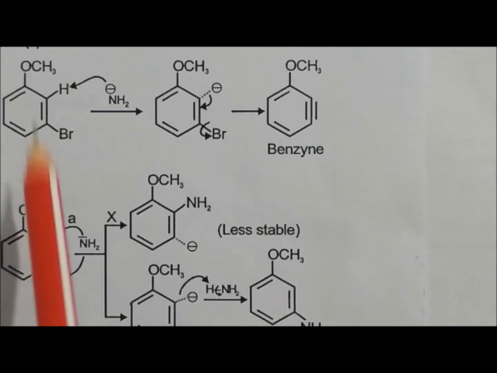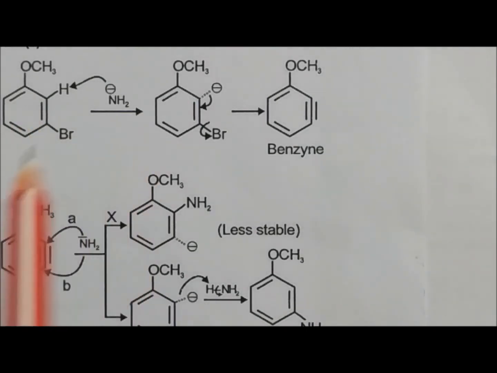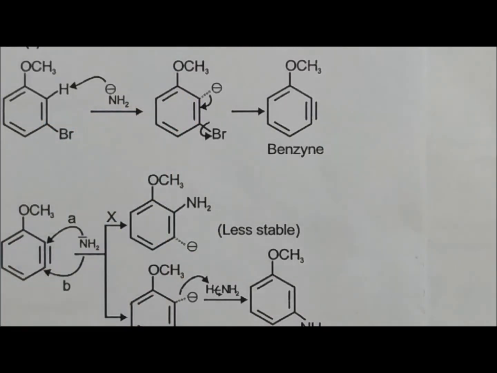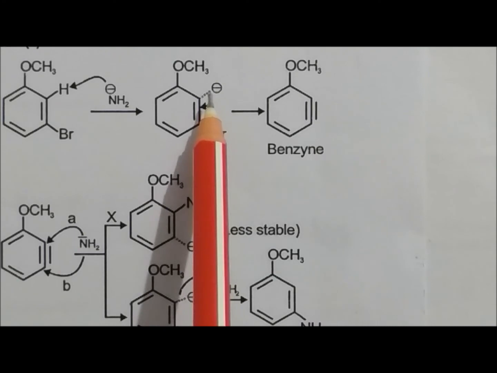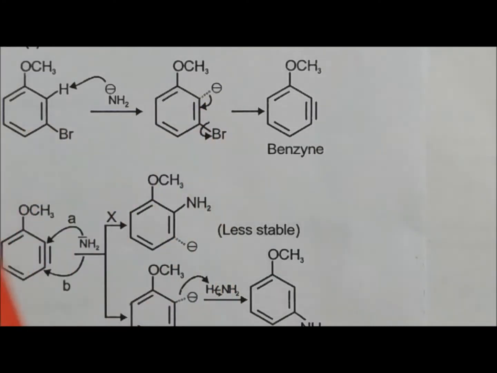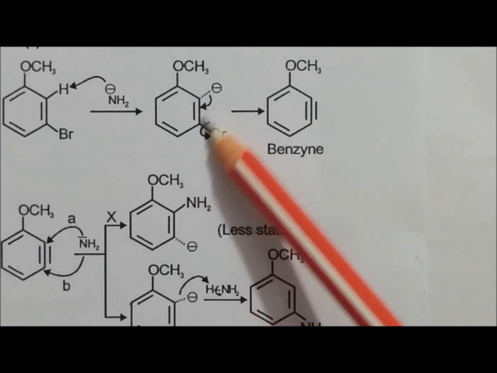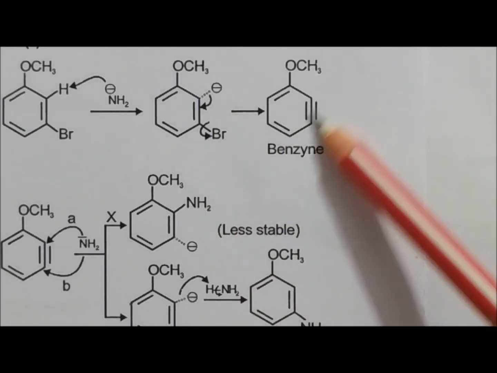The reaction is OCH3 and Br. This is amide. Amide is a strong base, so it will abstract hydrogen from the ortho position. It becomes a negative charge. And after the electron is present here, definitely Br will be eliminated, and this will become positive, so it will form a benzyne. So benzyne is the compound.